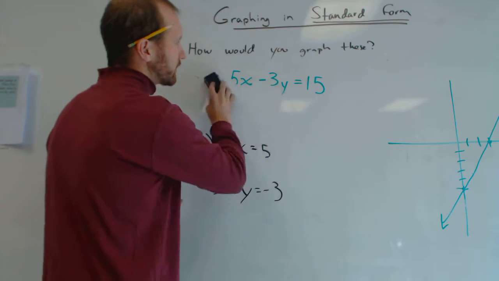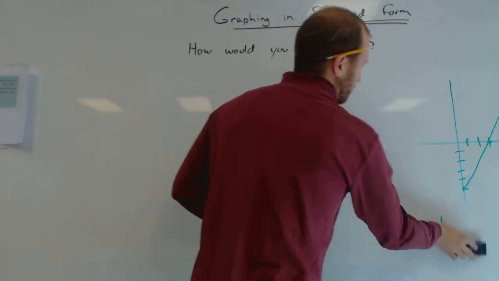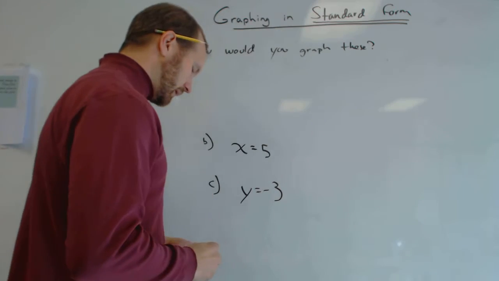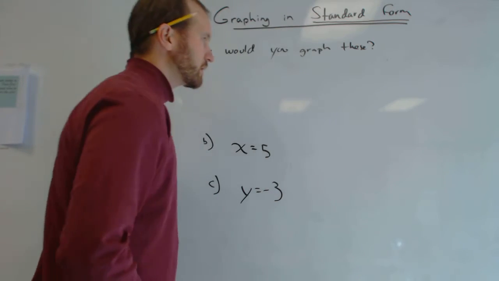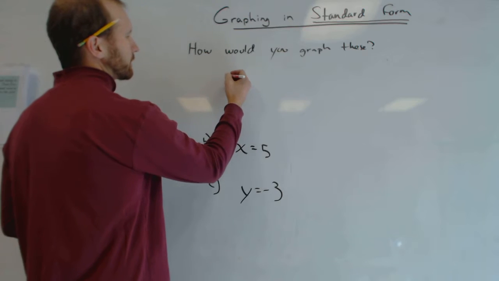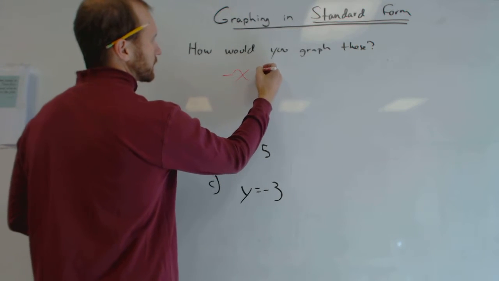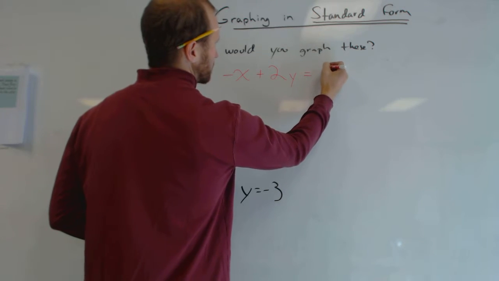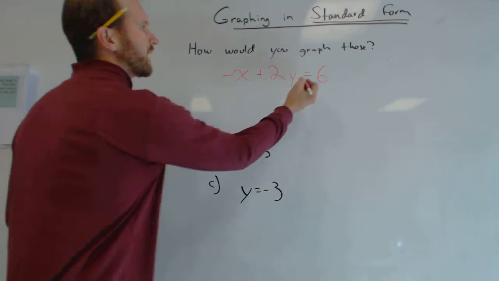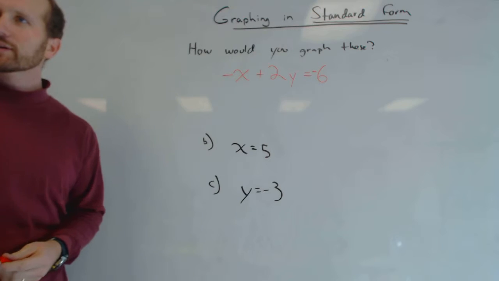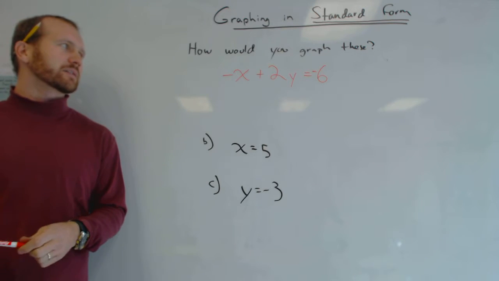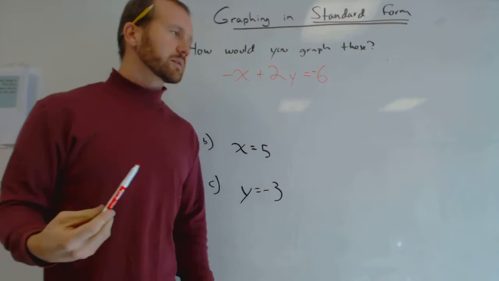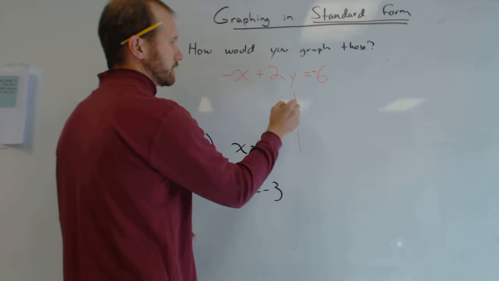And let's do one with some more negatives. Because that's sometimes a little confusing with these, is what if we have a whole bunch of negatives? So what if we had something like this? Negative x plus 2y equals negative 6, because I said a whole bunch of negatives. Okay, so we've got a couple of negatives in here, right? Doesn't change our process, but it does affect the results.